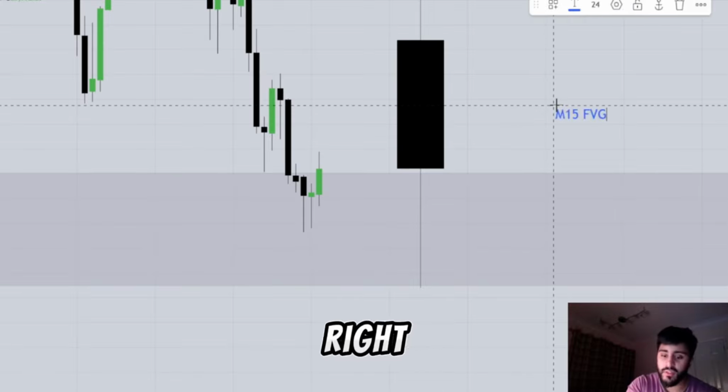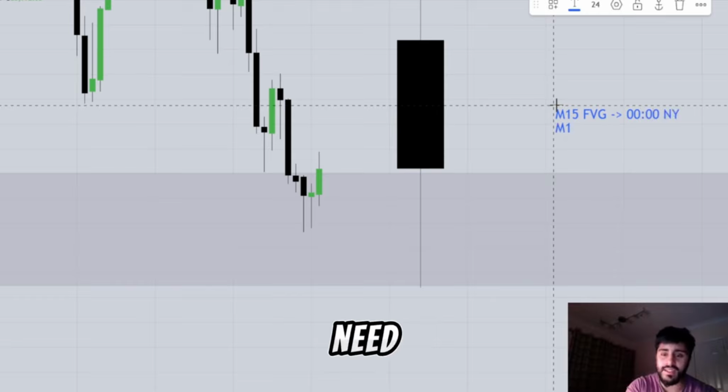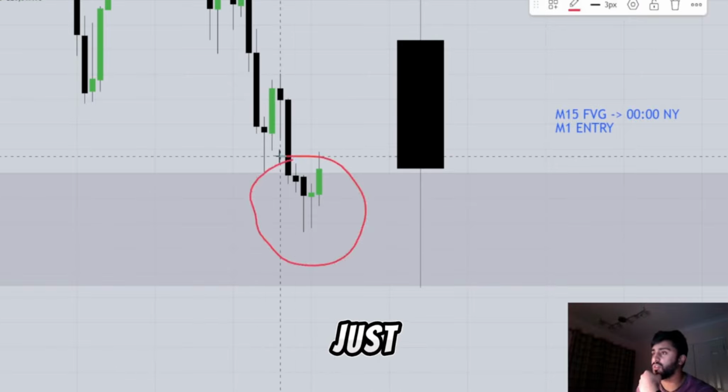15-minute fair value gap. Notice how it's below the daily opening, so it's below the New York midnight opening price. That is step 1. Step 2 is that we need to have a 1-minute entry. The 1-minute entry is what you see over here. This is the 1-minute entry, just over here.